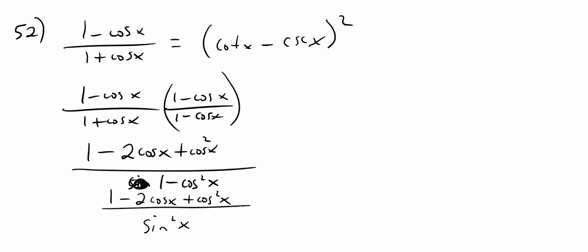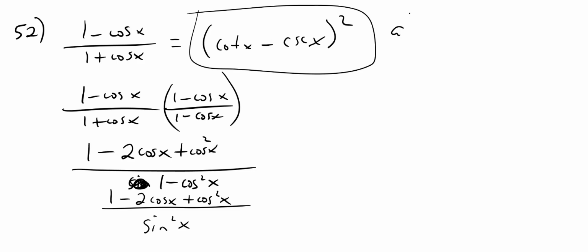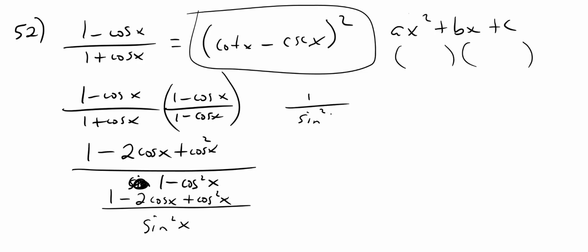So what I'm going to do, math fans, is I look at this problem and I see a quantity squared. If I look at this side, it's like an ax squared plus bx plus c that factors to a perfect square trinomial. Okay? So that leads me to believe I'm going to distribute that sine squared of x. So I'm going to get 1 over sine squared of x minus 2 cosine of x over sine squared of x plus cosine squared of x over sine squared of x.